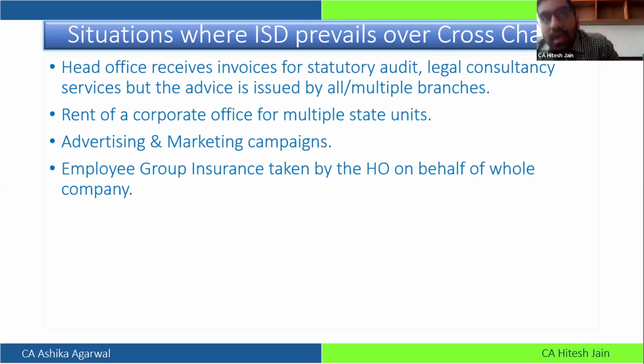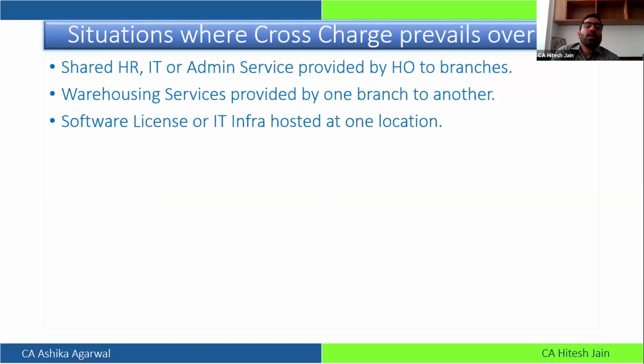Employee group insurance is blocked under Section 17(5), but in Form GSTR 6 you have the option to mark it as ineligible and then distribute the credit to the respective branches, and the rest of the aspects will be taken care of in the respective branches' returns.